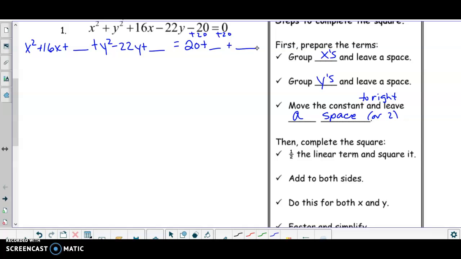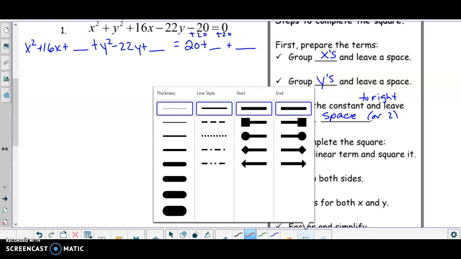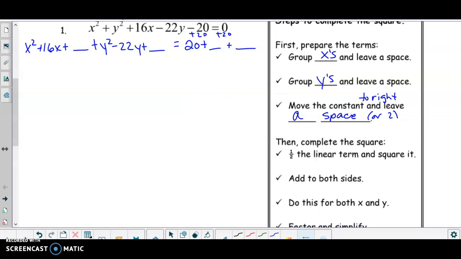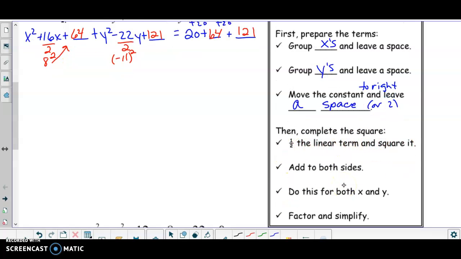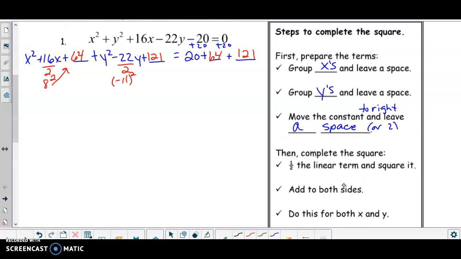So now I'm actually going to complete the square. We're going to take half of b. b on my group of x's is in fact 16, so half of b is 8, and then I'm going to square it. 8 squared is 64, and I'm going to add it on both sides. I'm going to do the same thing here. Negative 22 divided by 2 is negative 11, and negative 11 squared is 121, and I'm going to add it here. So far we took half of our term, we squared it, we added it to both sides, we did this for x and y, and now we're just going to factor.